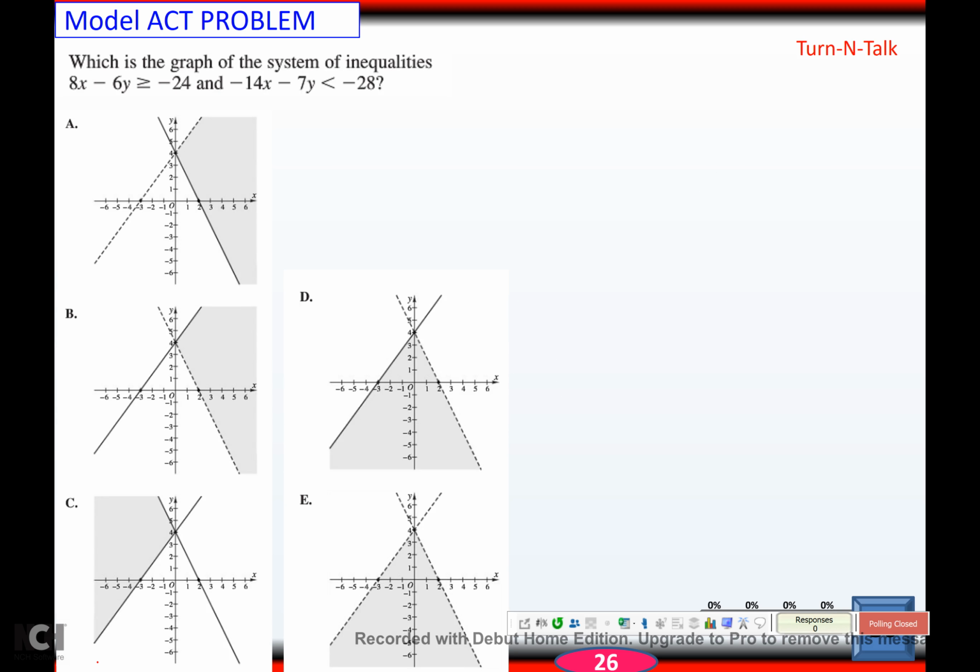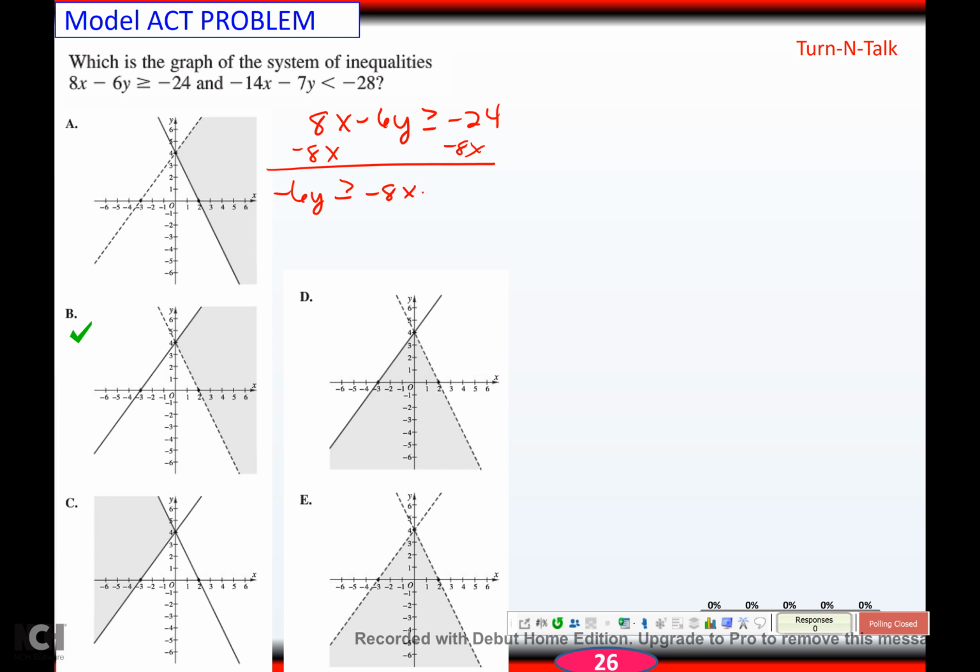And hopefully you got B. So my first equation, 8x minus 6y greater than or equal to -24, minus 8x, -6y greater than or equal to -8x minus 24, divide by -6, which will flip my inequality, and I got y is less than, reduce, and I'm going to get 4/3 x plus 4.